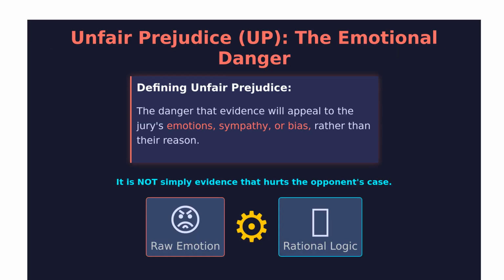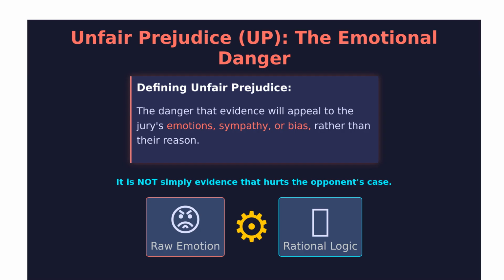Now that we have established the strength of the evidence through probative value, we turn to the primary danger that often tips the scale: unfair prejudice. It is vital to understand what the rule means by unfair prejudice. This is not merely evidence that hurts the opposing party's case. Almost all relevant evidence does that.